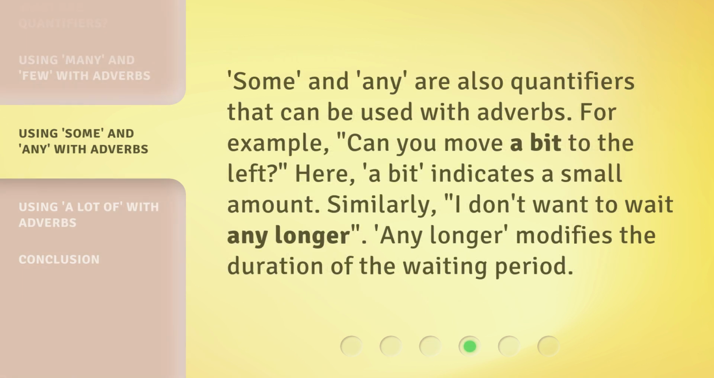Some and any are also quantifiers that can be used with adverbs. For example, can you move a bit to the left? Here, a bit indicates a small amount. Similarly, I don't want to wait any longer. Any longer modifies the duration of the waiting period.